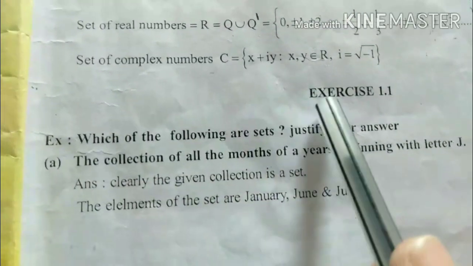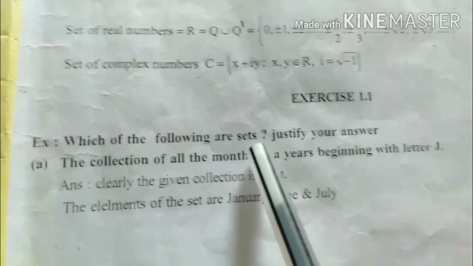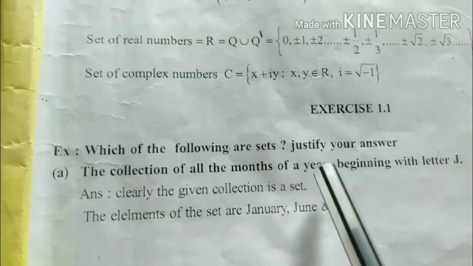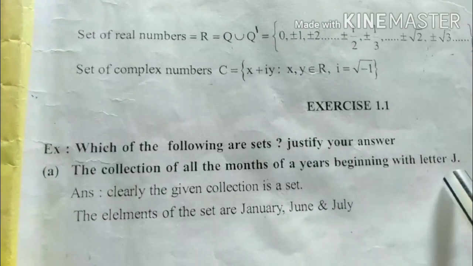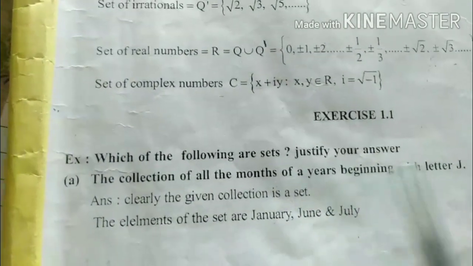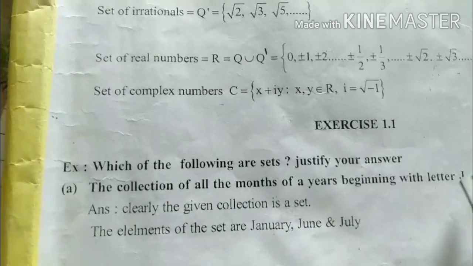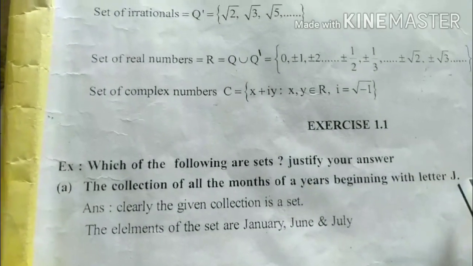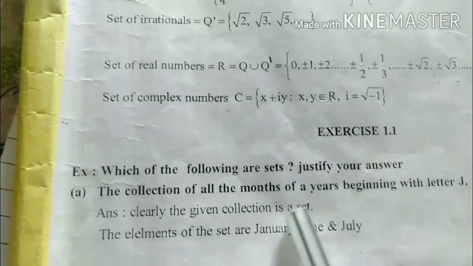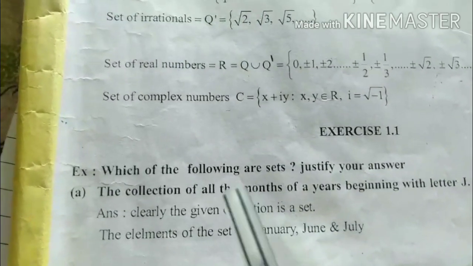For example, exercise 1.1: which of the following are sets? Justify your answer. The collection of all months of a year beginning with the letter J. In a year there are 12 months. Clearly he mentioned the months whose names begin with the letter J, which are January, June and July. So this is well defined. So we are going to call this a collection of well-defined objects. The given information is a set.